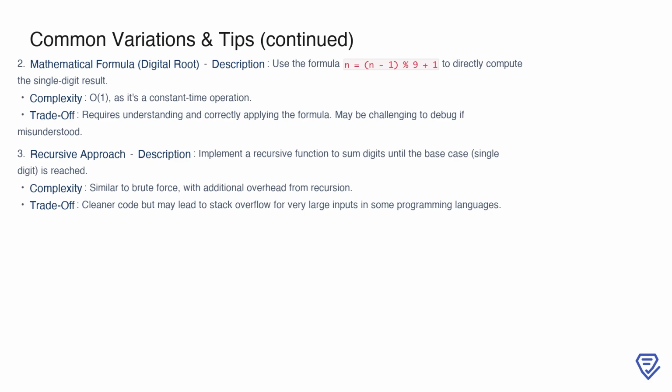Another option is the recursive approach, where you implement a function that sums the digits of the number and calls itself recursively until a single digit is obtained. While this approach often results in cleaner, more readable code, it shares a similar complexity to the brute force method and introduces the additional overhead of recursion. In some programming languages, this can even lead to stack overflow for extremely large inputs. Understanding these trade-offs is key to selecting the best approach for your needs.